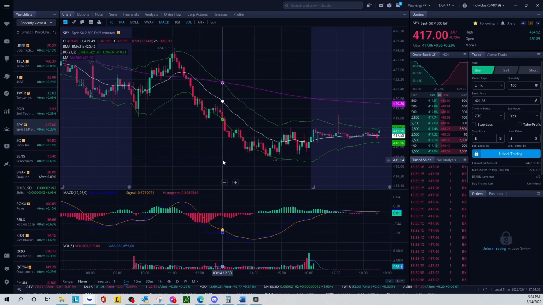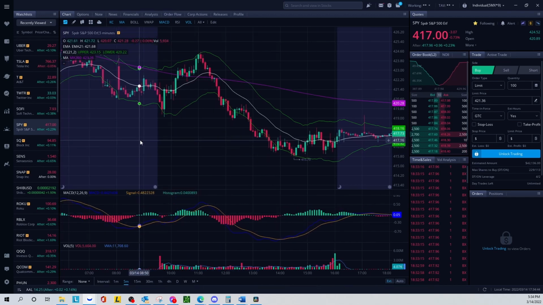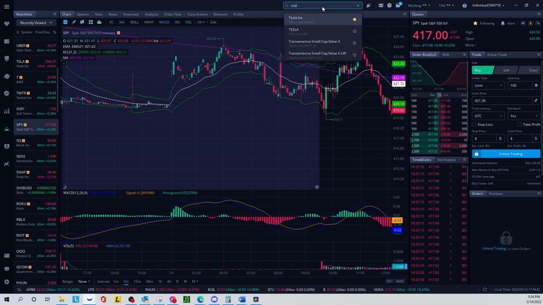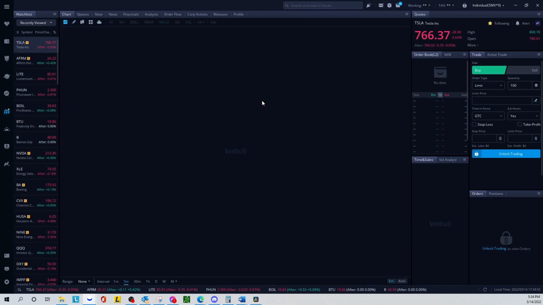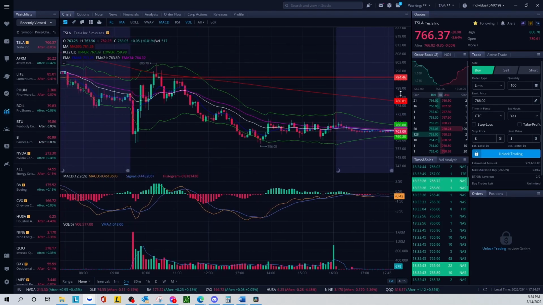Okay, that's how I use the Keltner channels. If you don't trade SPY, it doesn't really matter. You can choose really any stock, and we can see what happens.